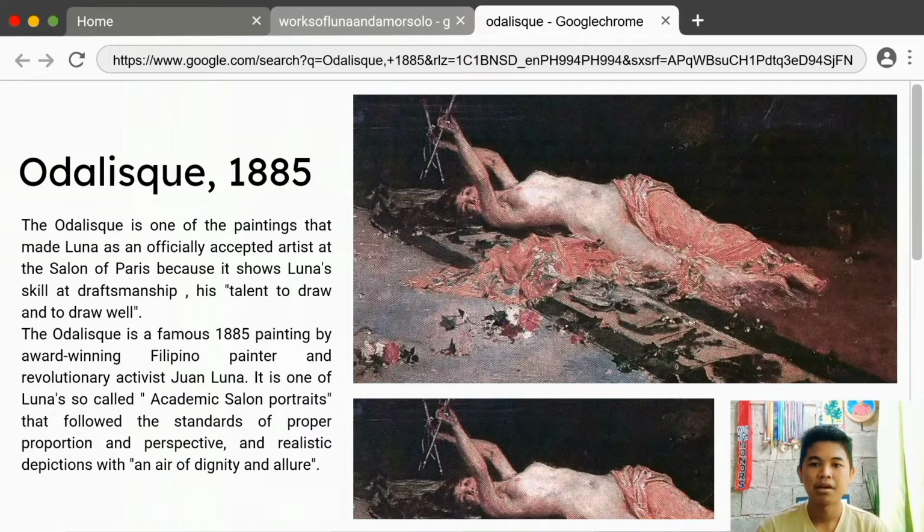The Obelisk is one of the paintings that made Luna an officially accepted artist at the Salon of Paris because it shows Luna's skills at draftsmanship, his talent to draw and to draw well. The Obelisk is a famous 1885 painting by award-winning Filipino painter and revolutionary activist Juan Luna. It is one of Luna's so-called academic salon portraits that followed the standards of proper proportion and perspective, a realistic depiction with an air of dignity and allure. The Obelisk is typical of the well-planned characteristic of the artist's portraits, meaning it was painted in a personal studio while expertly studying lighting effects and with finesse.